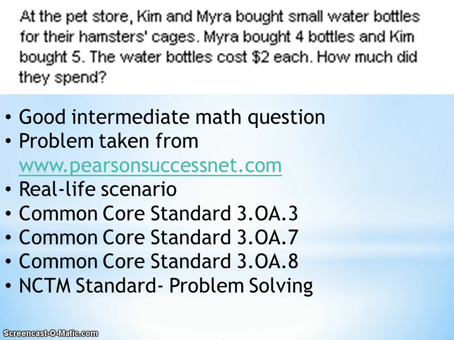Another reason why this is an example of a good intermediate math question is because it falls in line with Common Core Standard 3.OA.3, which deals with using multiplication and division within 100 to solve word problems. This question also falls in line with Common Core Standard 3.OA.7, which deals with multiplying and dividing within 100. The final Common Core standard this problem falls in line with is 3.OA.8, which deals with solving multi-step word problems.